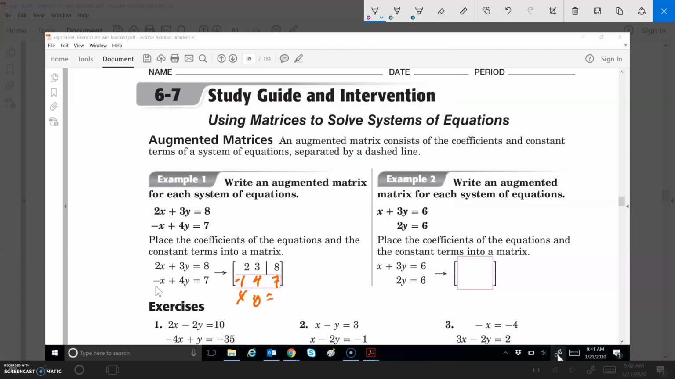Now for this one, write an augmented matrix. So the first row here is 1 in front of x, positive 3, and 6. The second one, there is no x. So no x means a numerical value of 0. The y has a positive 2, and the equals is also a 6. So if there's no value there, it's got to be a 0. If I knew the x, but the y was missing, then the y would get the 0.